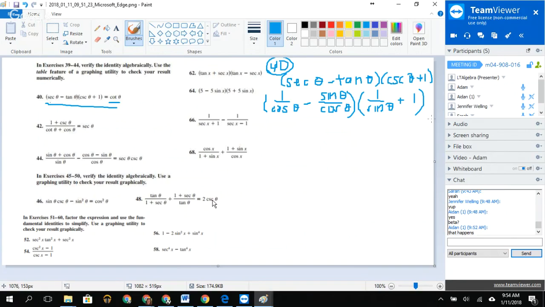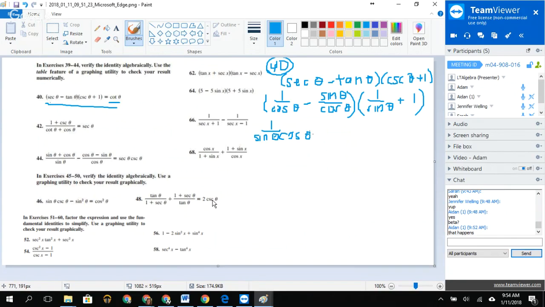All right, so now I've got to use FOIL. I've got two elements in each of my parentheses, and I need to multiply everything in one parentheses by everything in the other. So in order to multiply this out, I'm going to need to use FOIL. That should be fun. So my first term is going to be 1 over the sine of theta, cosine theta.